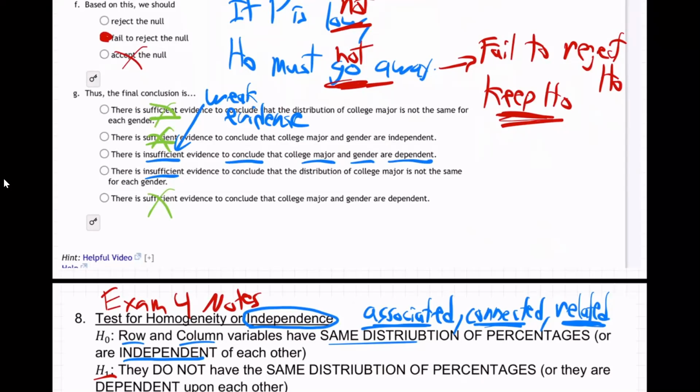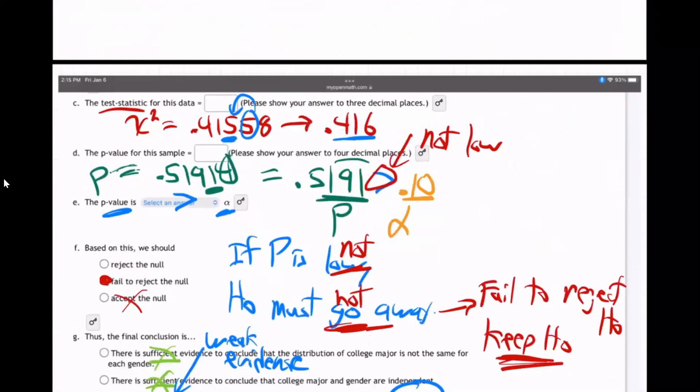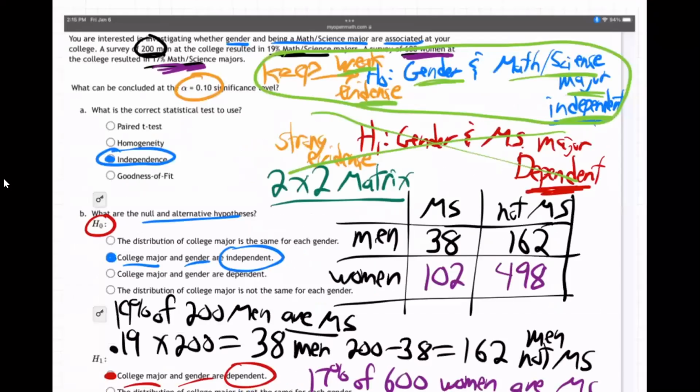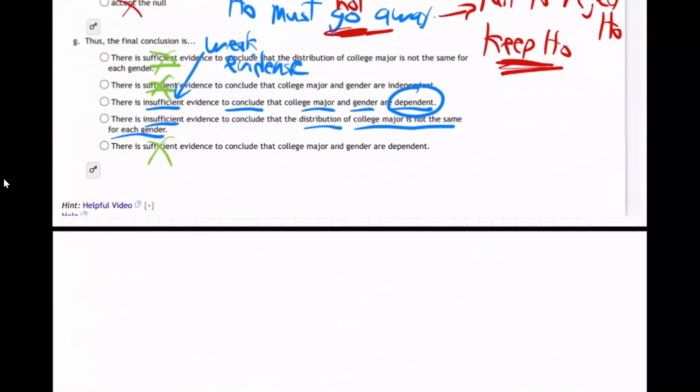And this one says, what does this other one say here? To conclude that the distribution of college majors is not the same. Okay, now you might say, wait a minute, that sounds weird. So is it the dependent one? Is that right? You come up here and you go, well, let's see, what did we conclude? We concluded, no, we crossed out dependent over here. We crossed it out, right? That was H1. We're going with H0, which says independent, right? So what's going on here? This can trick a lot of people.